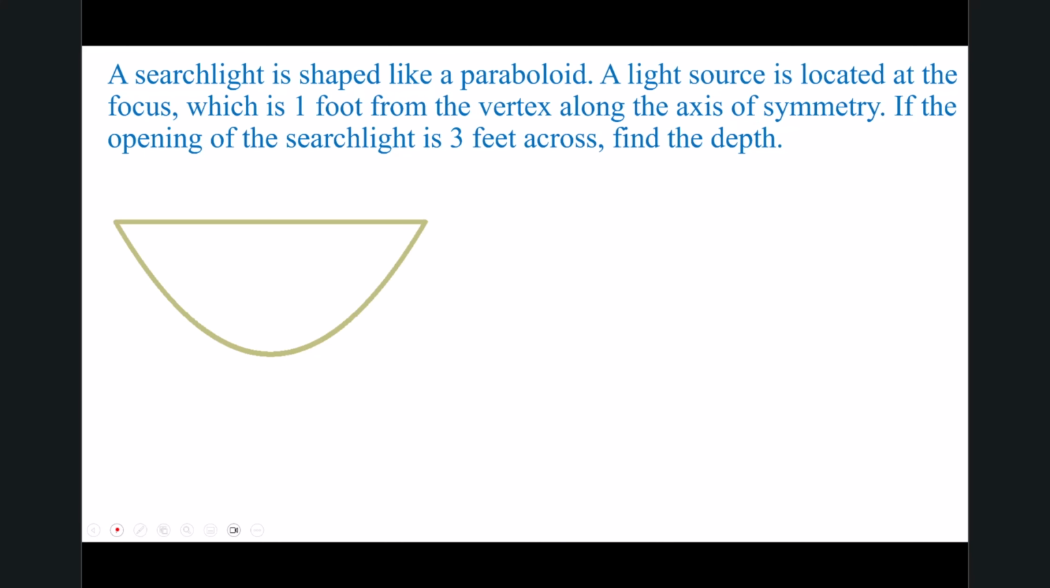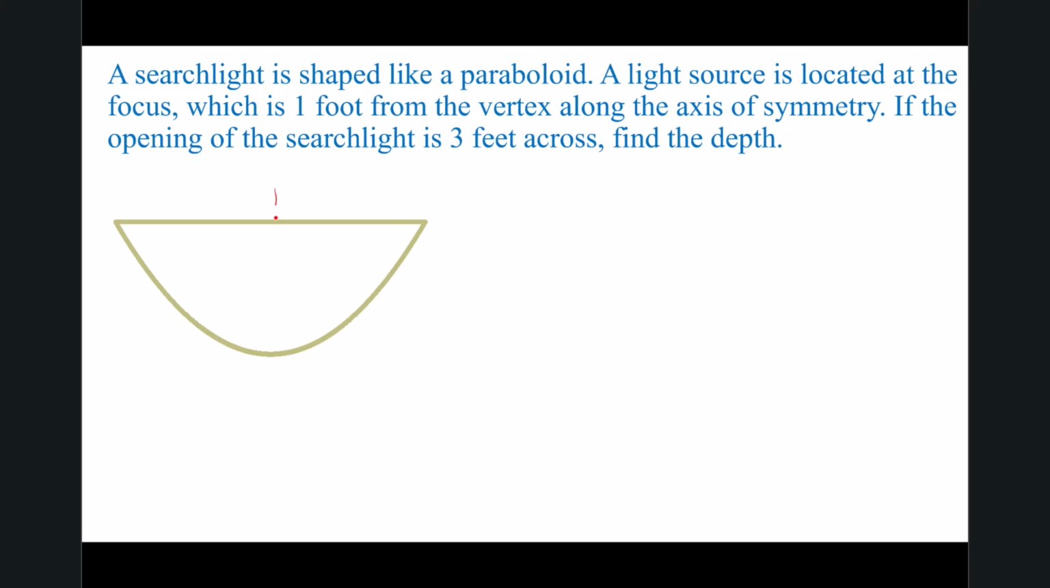A searchlight is shaped like a paraboloid. A paraboloid is a three-dimensional parabola, is how to think of it. If you take the parabola and you spin it around the axis of symmetry really fast, you can start to visualize what you'd see, that three-dimensional parabola. So we have a light source located at the focus.